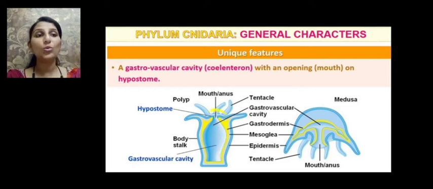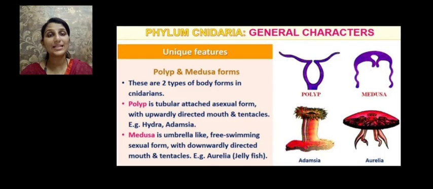which opens out by a mouth, and this mouth is placed on the hypostome. So the gastrovascular cavity is called the coelenteron, with an opening called the hypostome. Now let us learn about the next unique feature of cnidarians. They have two body forms. As I told you earlier, they are polyp and medusa.